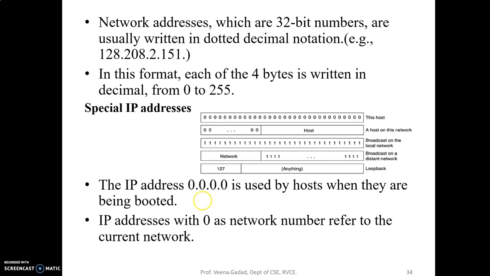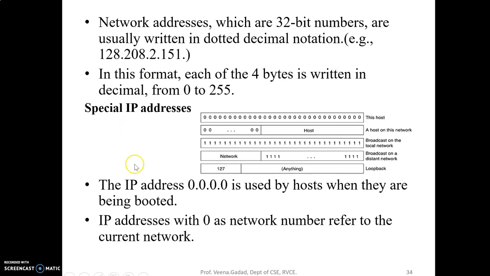Okay, so the network addresses, which are 32 bits, are usually written in dotted decimal notation in this particular format. So you have 128.208.2.151. In this format, each of the 4 bytes is written in decimal format from 0 to 255.